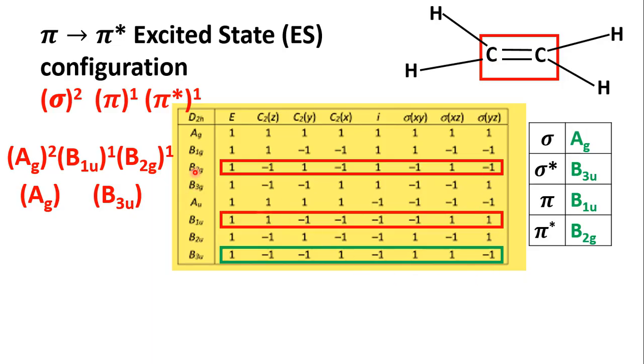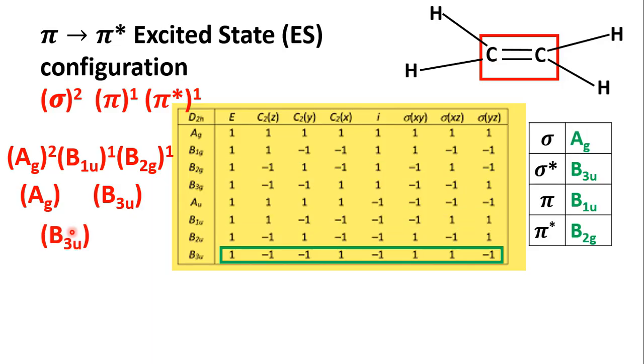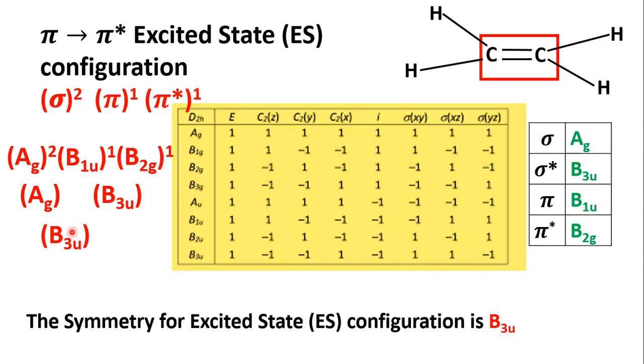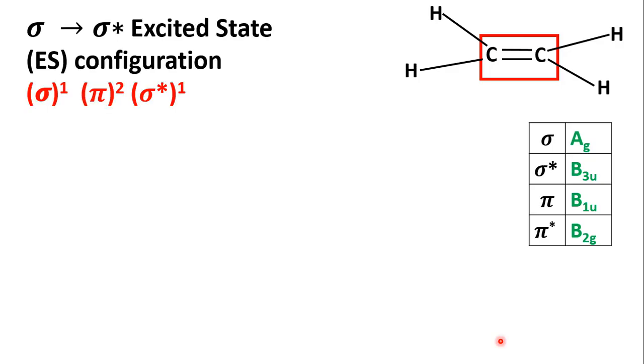So if you take the direct product of B2G and B1U, you will get B3U. And Ag is all positive, and when you take the product, you get the result as B3U, and this is the symmetry of the pi to pi star excited state. Now we come to the sigma star excited state.